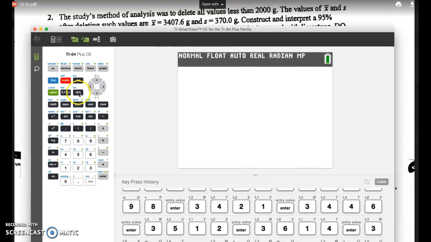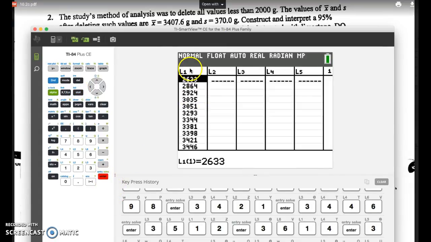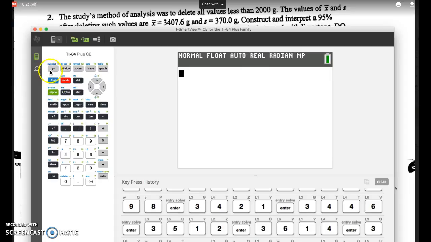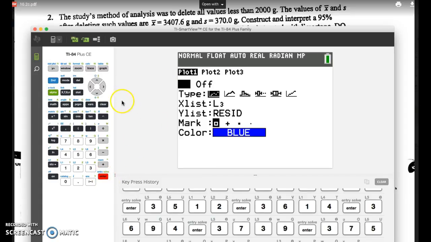To put the data in for the 19 fish, you're going to go to Stat and then Edit. You can see I've put all the data in. To look at the box plot, we're going to go second mode, go back to the main screen, then go to second y equals. We're going to look at our stat plots. We're going to go to the first plot. We want to make sure it's on. We want to look at our graph type would be a box plot that would have outliers if they're present.